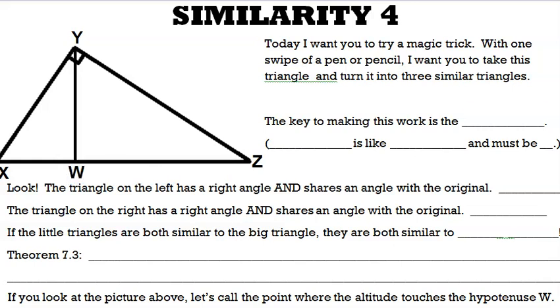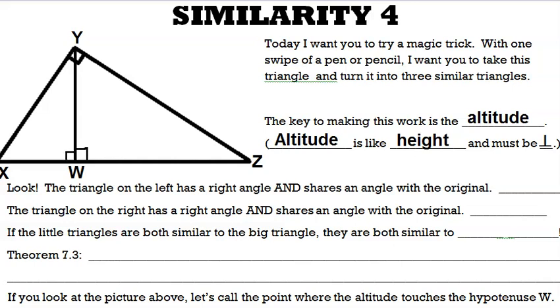Here's the deal. That line that I just created is called the altitude. And the thing about an altitude is it's basically like the height. So it's like the height of a figure, but it must be perpendicular. So essentially what we've done here is we have created a right angle right there.